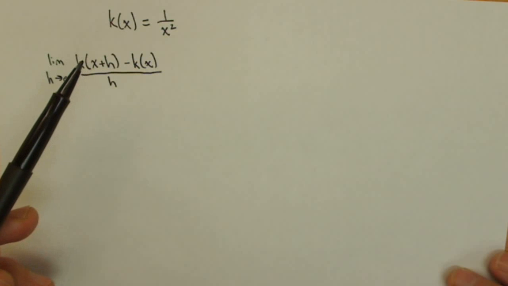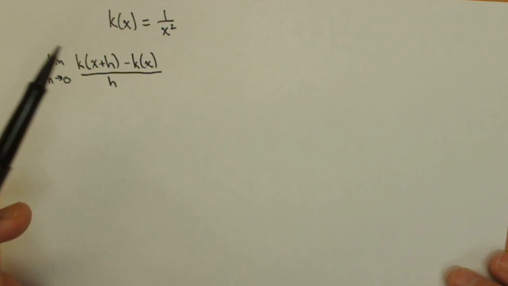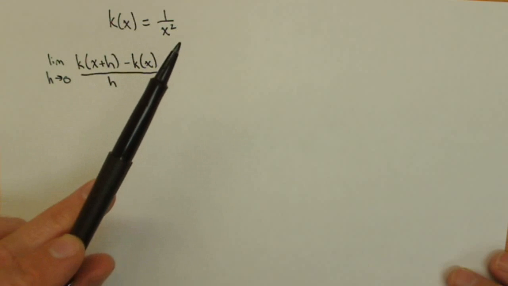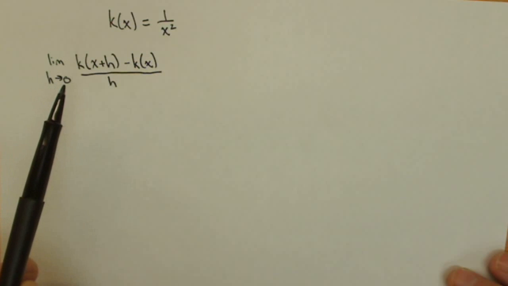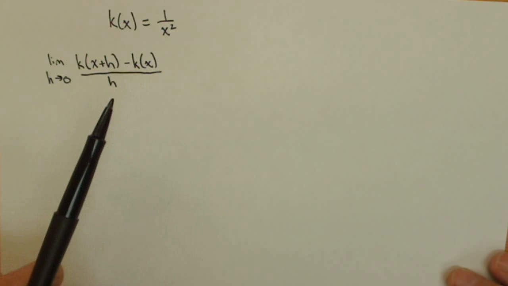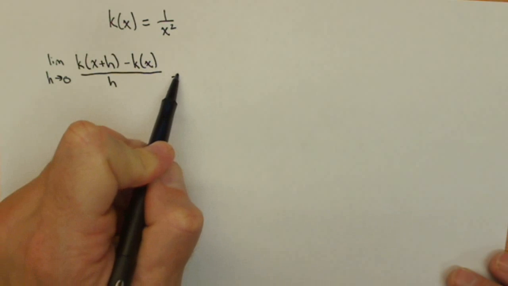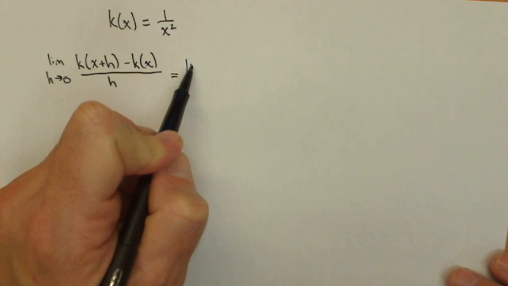To find the derivative of 1 over x squared using the definition of the derivative, which is the limit as h goes to 0 of k of x plus h minus k of x all over h. So the first thing we have to do is set this up.